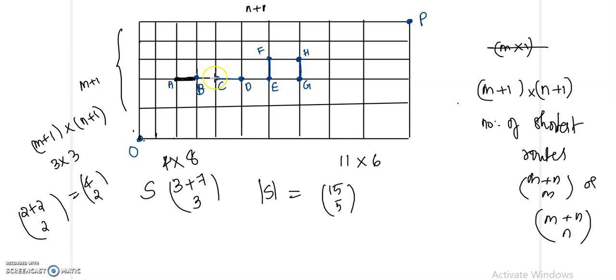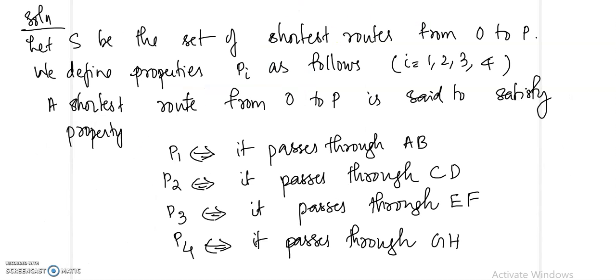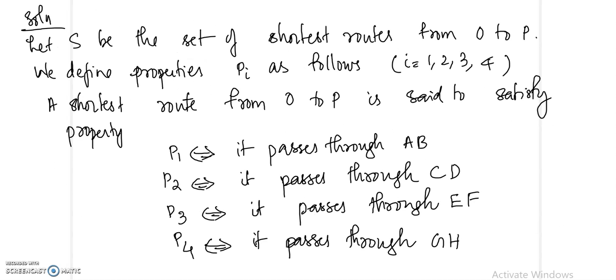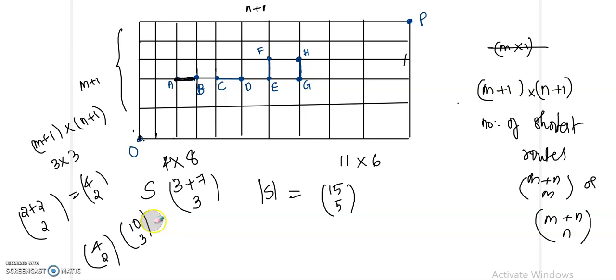So by the multiplication rule, first it must pass through this grid, then it takes AB, then it has to pass through this grid. So by the multiplication rule, the number of shortest routes will be 4C2 into 10C3. So that is omega of P1. Omega of P1 will be 4C2 into 10C3.